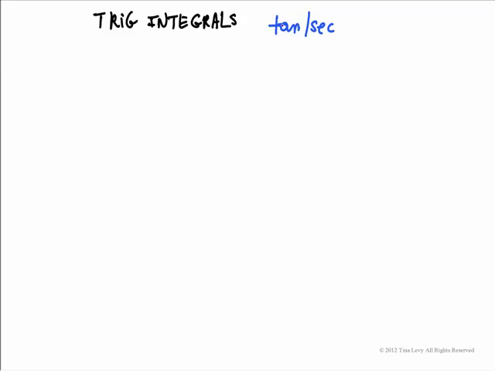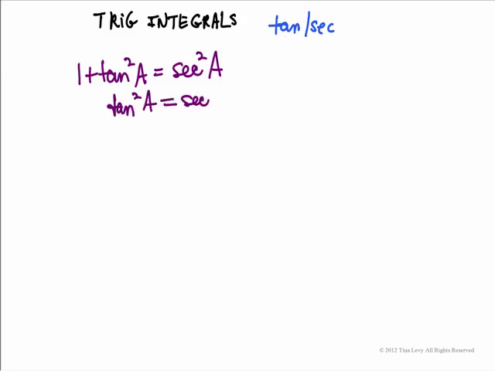We're going to do trig integrals that are combinations of tangent and secant. We can do this because 1 plus tangent squared of an angle is secant squared. So we can express tangent squared in terms of secant squared and vice versa. We know that secant squared is just 1 plus tangent squared, but we can say that tangent squared is just secant squared minus 1.